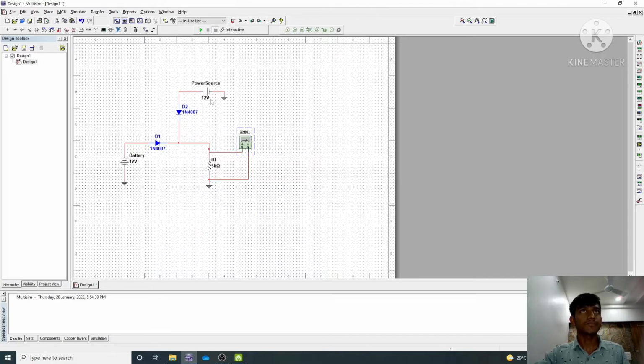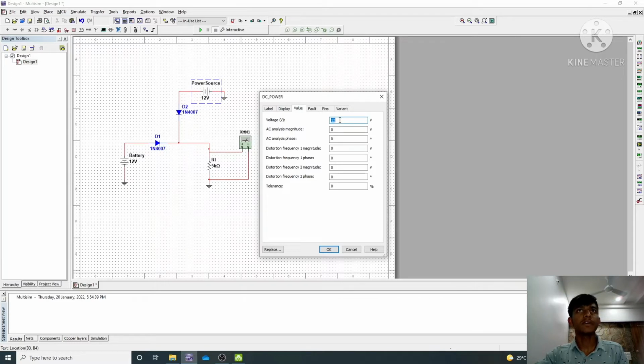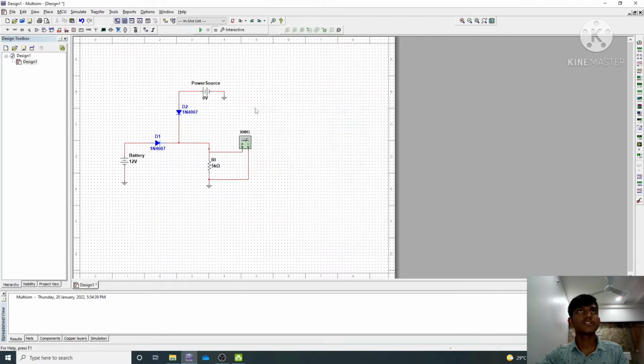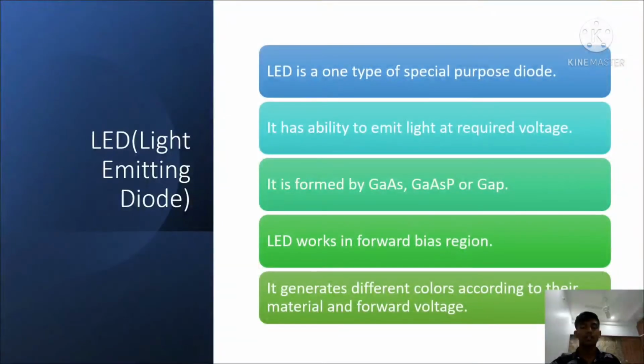Now if in our area an electricity cutoff happens, then the power source will be zero. Then the battery will provide our usage voltage. So this circuit will work as a battery backup system.